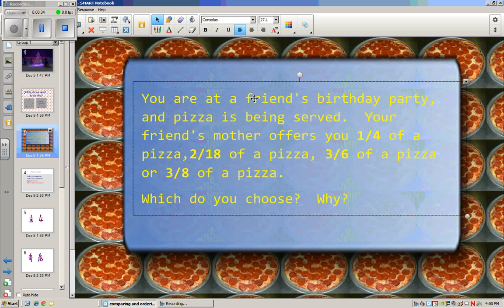The real reason that you want to be able to do this is real life decisions. An example would be if you were at a friend's birthday party and pizza's being served, and your friend's mother offers you 1/4 of a pizza, 2/18 of a pizza, 3/6 of a pizza, or 3/8 of a pizza. Which one would you choose, and then why? So you need to be able to know, well, I want a really big piece, so I've got to figure out which of these is the biggest, or maybe you don't want a lot, so you want the smallest piece. And so you have to be able to answer these questions. And there's a ton of things even beyond food where you might have to figure this out.